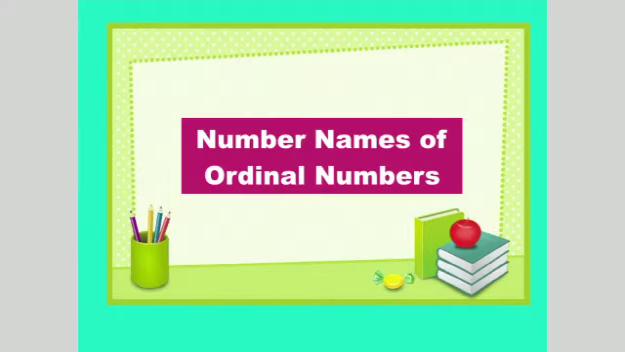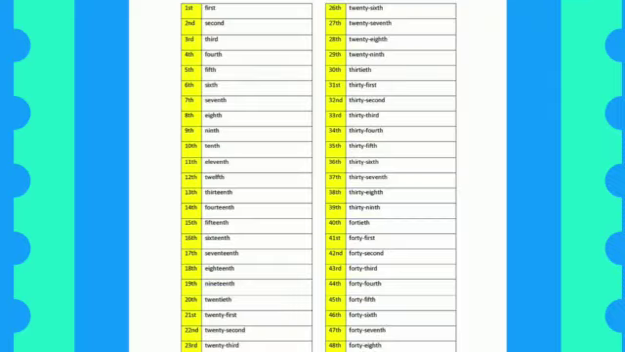Number names of ordinal numbers. You have to learn the number names of ordinal numbers. Let us learn the number names of ordinal numbers through this chart. Like you can see on the screen, first is written as first. Second is written as second. Third is written as third. But from the ordinal number 4, we write the spelling as fourth, F-O-U-R-T-H. The spelling of fifth must be F-I-F-T-H. It continues till 19th.